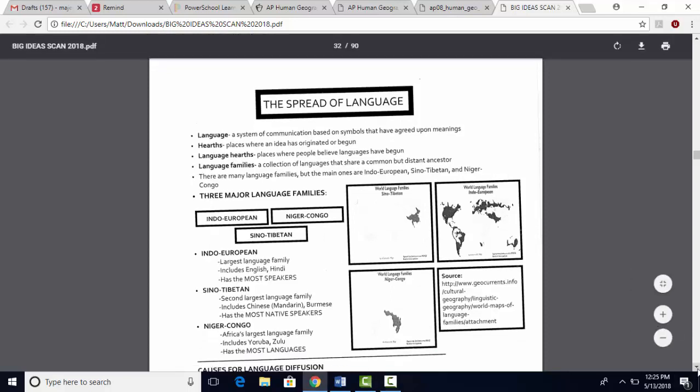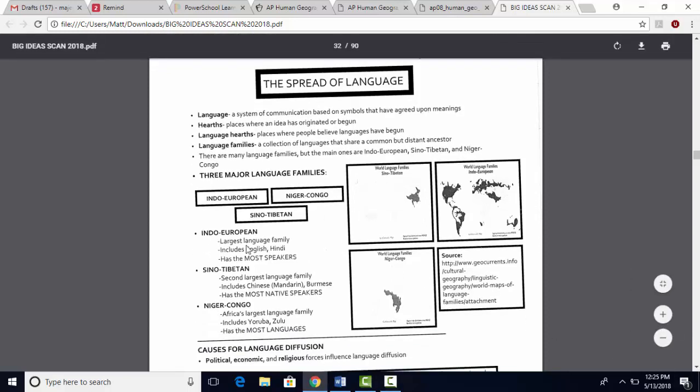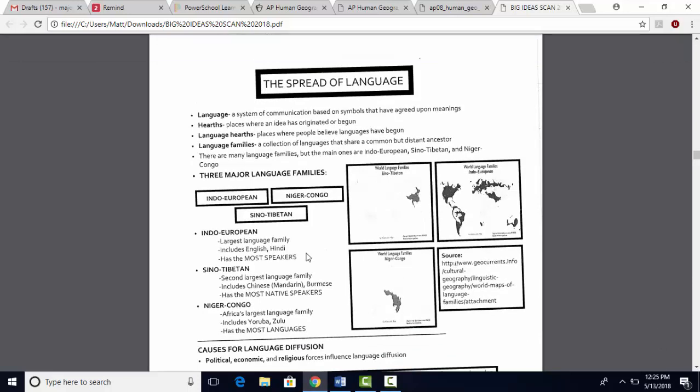Indo-European is the largest of the language families. It includes English, Hindi, and pretty much almost every European language. It has the most speakers in the world by far. Sino-Tibetan is your second largest family. By the way, this shows you where Indo-European is, and you'll notice it's a worldwide language family. It's everywhere. It's massive. About 50% of all worldwide speakers speak one of these languages.